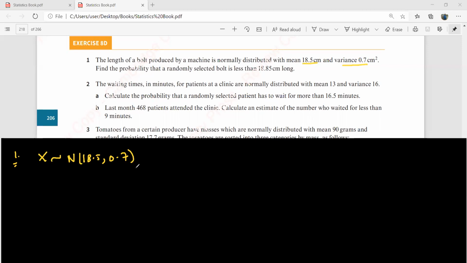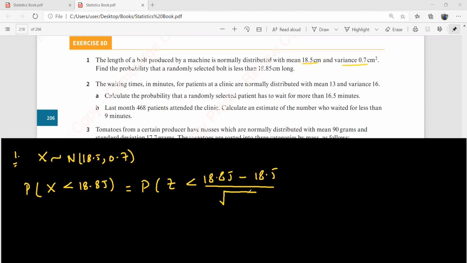It says find the probability that a randomly selected bolt is less than 18.85. So we need to find the probability that X is less than 18.85. We will be standardizing this directly. So this would be the probability Z is less than 18.85 minus 18.5 over the standard deviation. Remember, here we have the standard deviation.